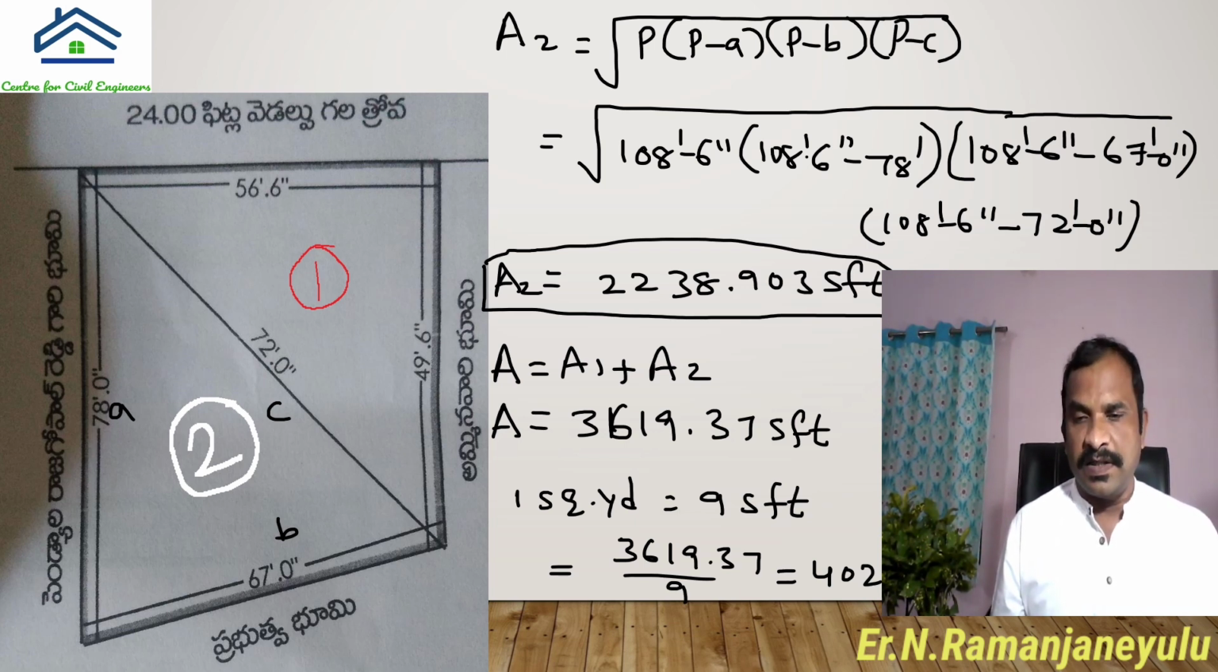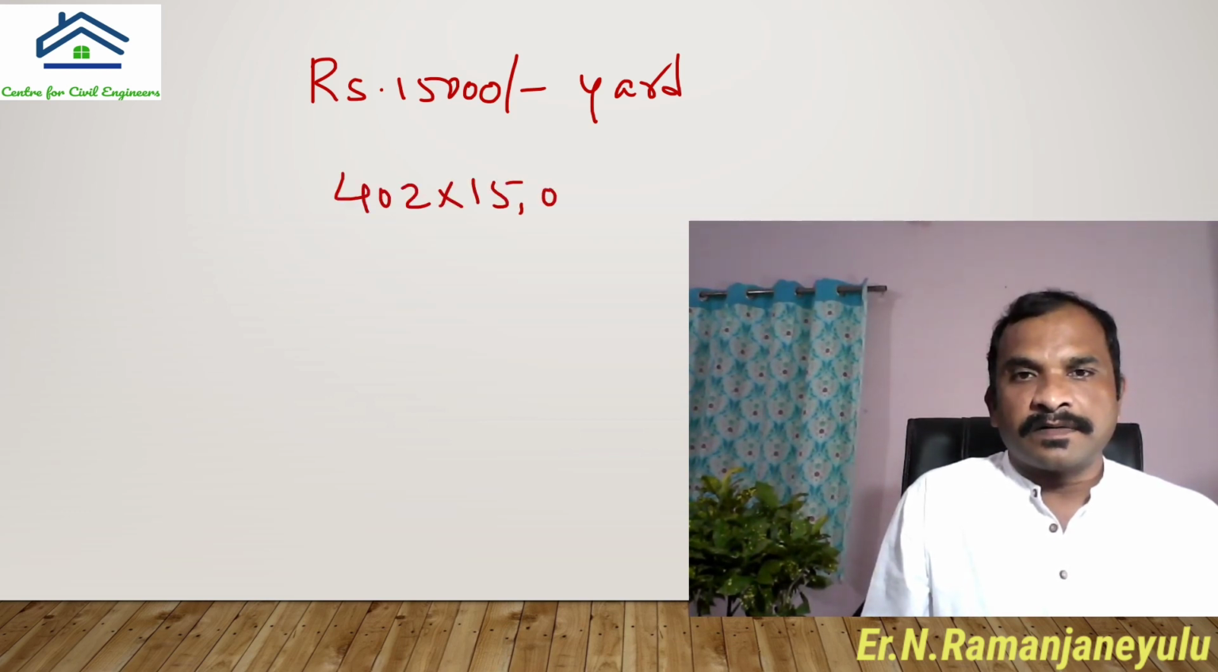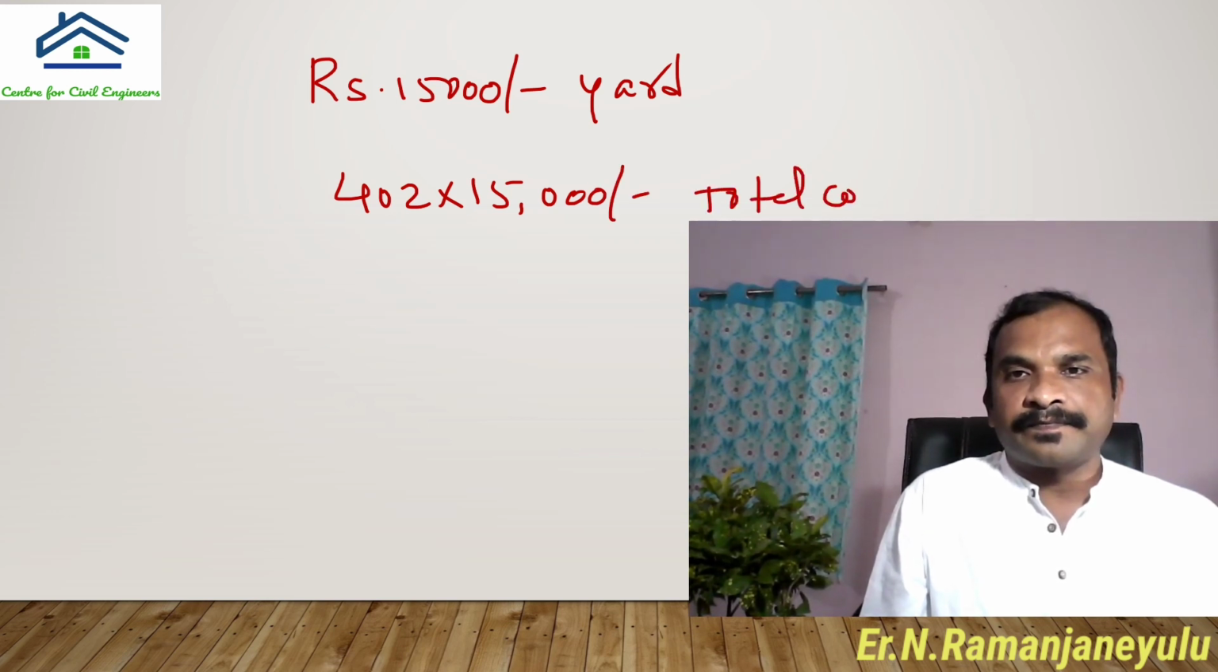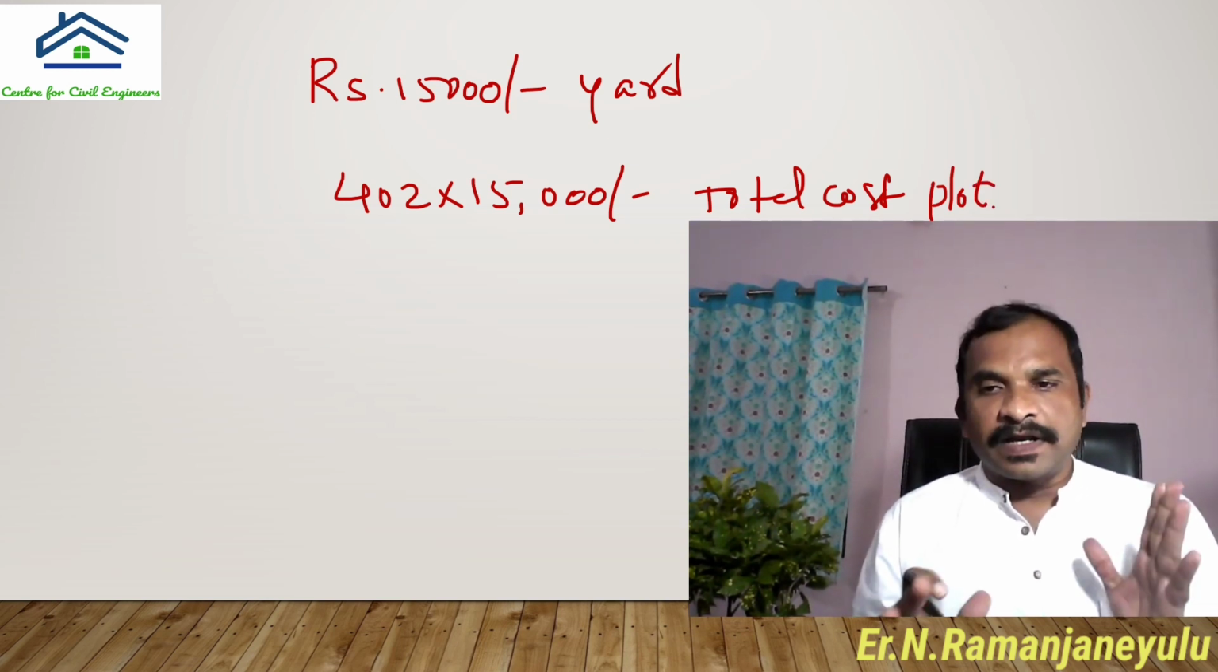Suppose the cost of the plot is 15,000 rupees per yard. Simply 402 into 15,000 gives you the total cost of the plot. Like this we can calculate the total area of an irregular boundary.